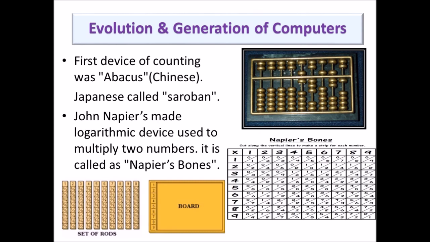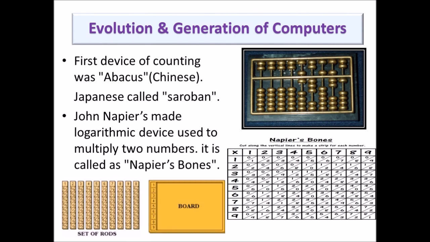So first, in 3000 BC, abacus was the first mechanical device that is used for calculation, and it was developed in China. Japanese gave it a name, Soroban. So here you can see the image of the first calculating device, that is abacus.